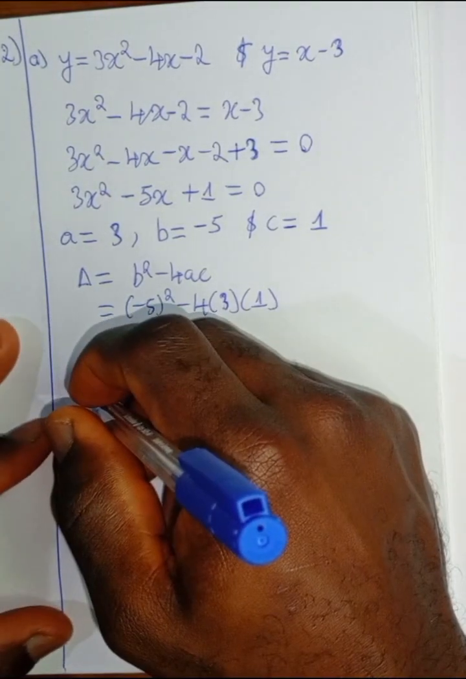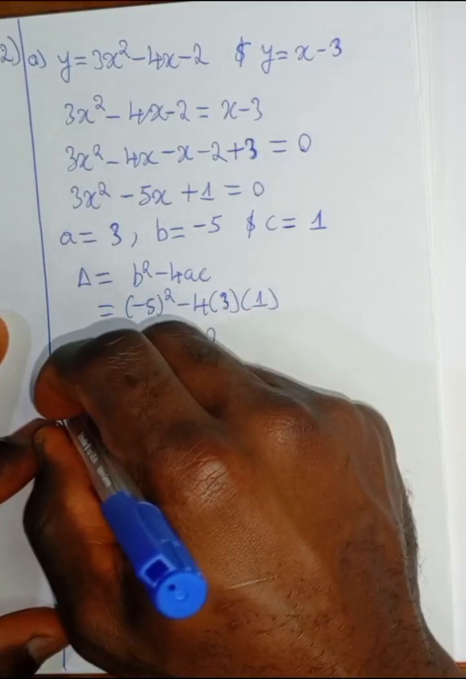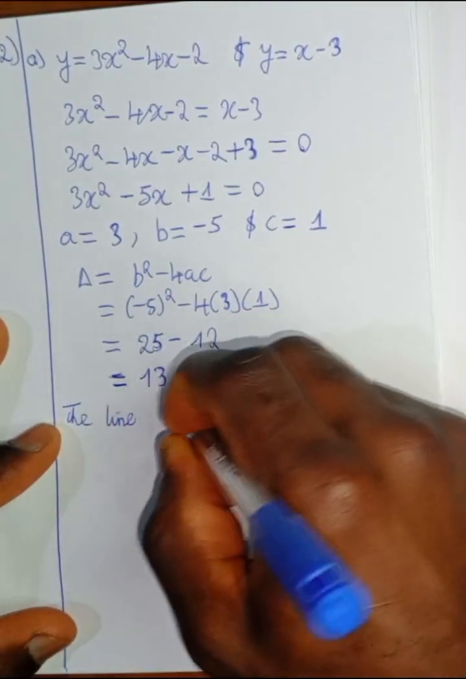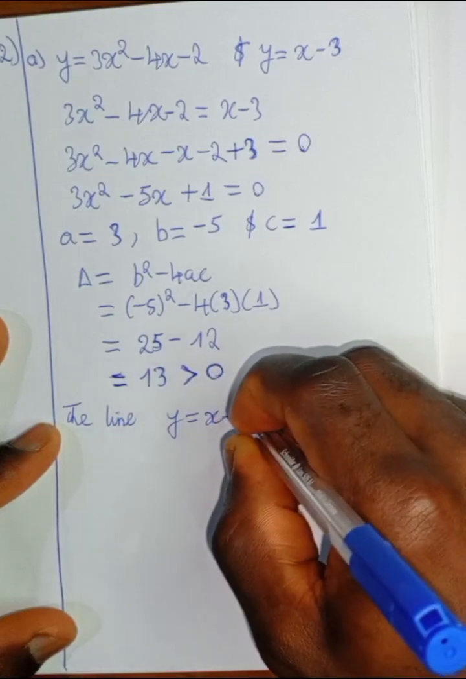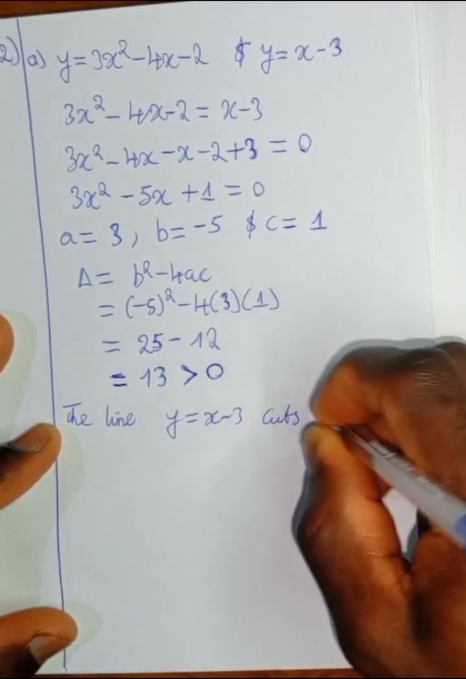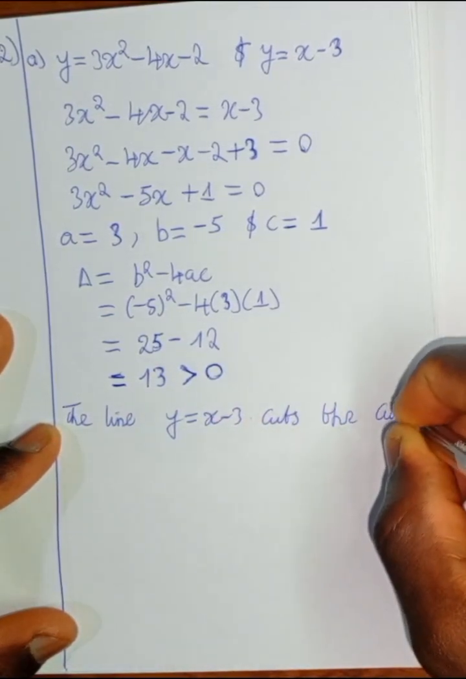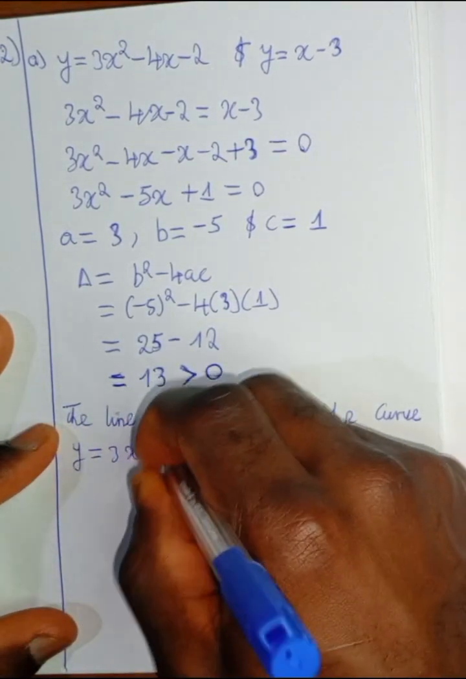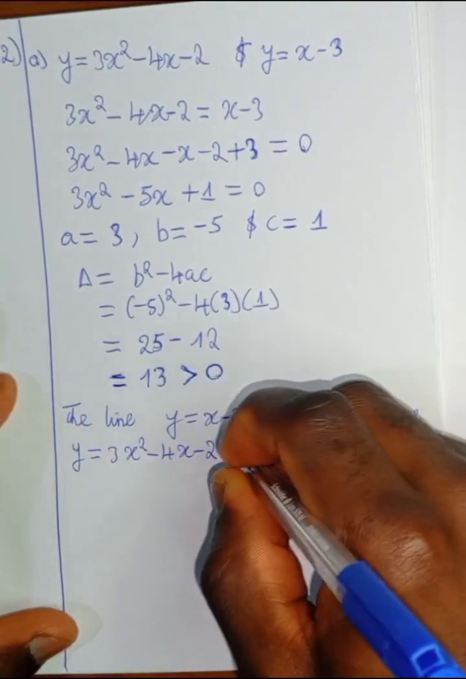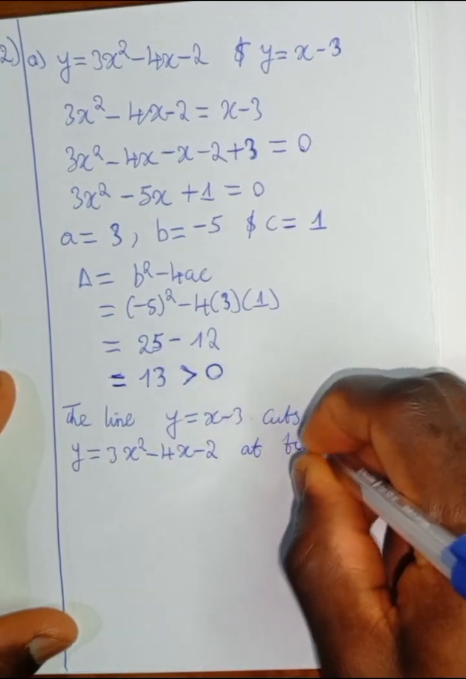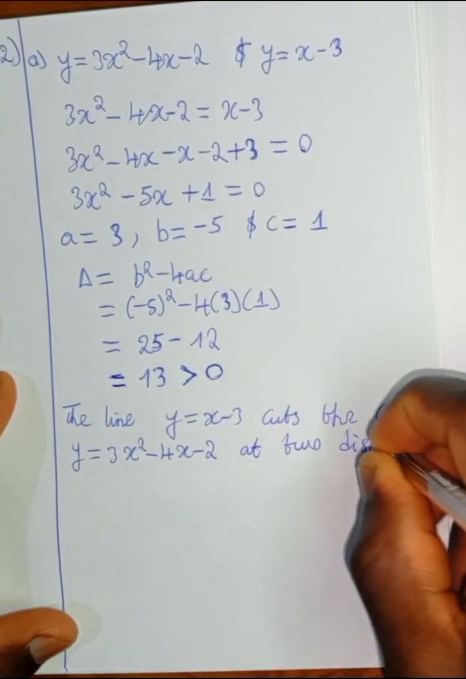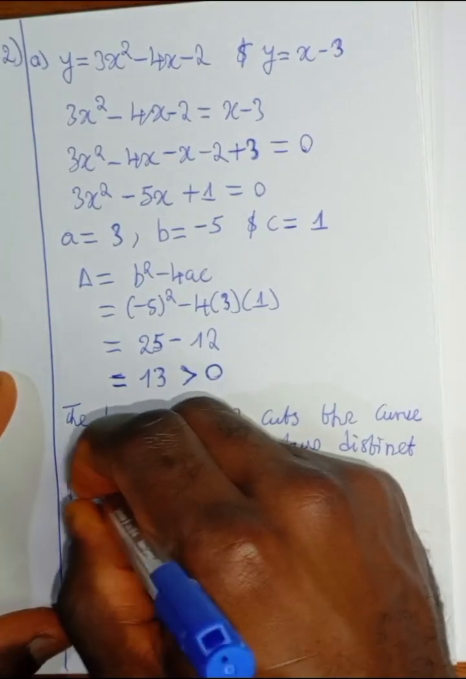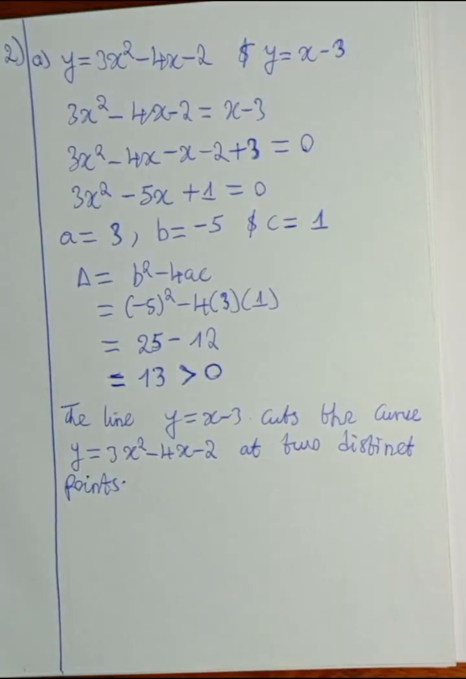So here we conclude that the line y equal to x minus 3 cuts the curve y equal to 3x squared minus 4x minus 2 at two distinct points. We are done with question A.